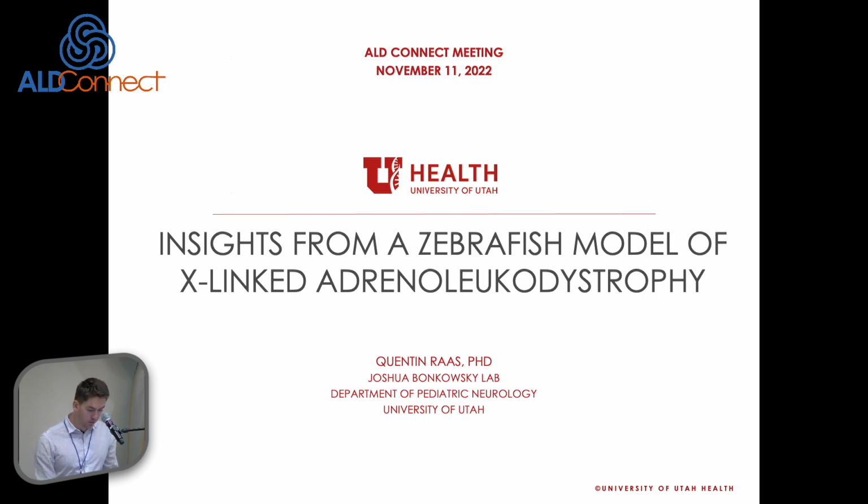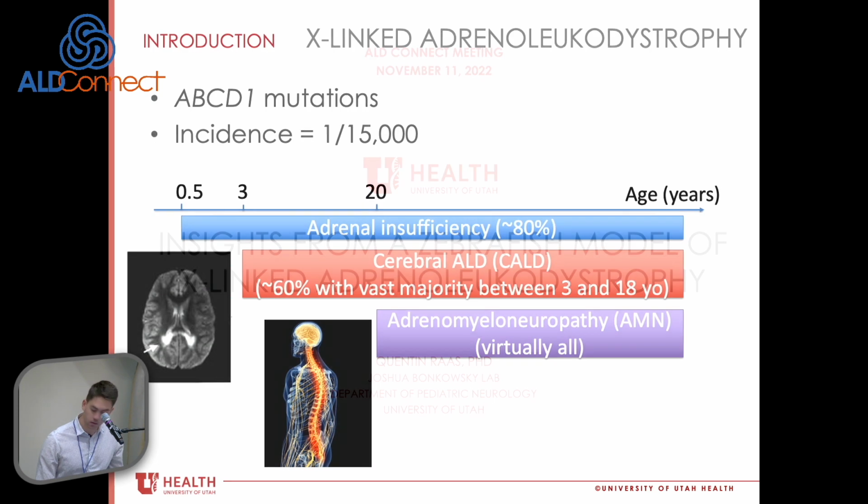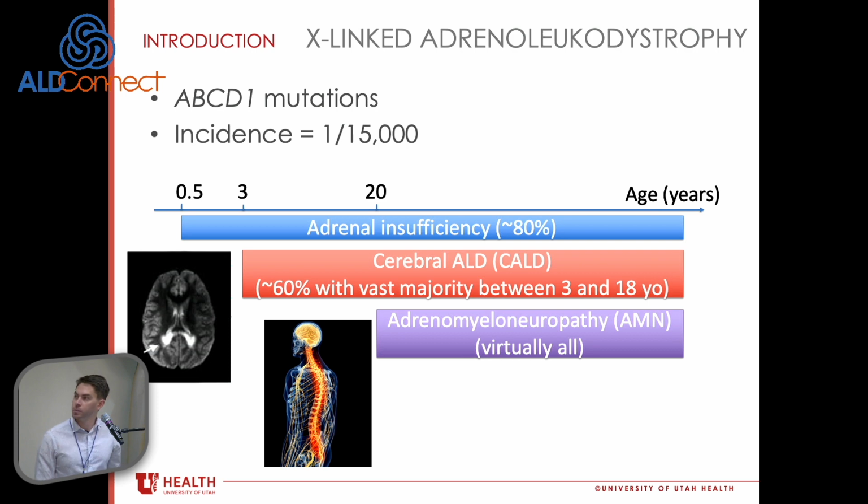So a very brief repeat of what has been said about XALD. It is associated with mutations in ABCD1. Its incidence is believed to be around 1 in 15,000 births, and the disease can manifest with very distinct forms. It's known to affect the adrenal glands and to cause Addison disease in about 80% of the patients.